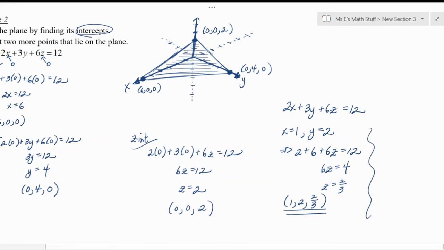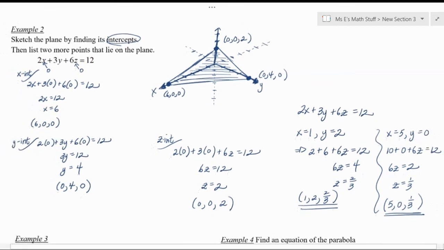So what if x is 5, and y is 0? So 2 times 5 is 10, plus 3 times 0 is 0, plus 6z would equal 12. And then that means 6z would have to equal 2, and then z would have to be 1/3. And so another point would be 5, 0, 1/3. So there are infinitely many correct answers to that last part. Hopefully that makes sense. Okay.